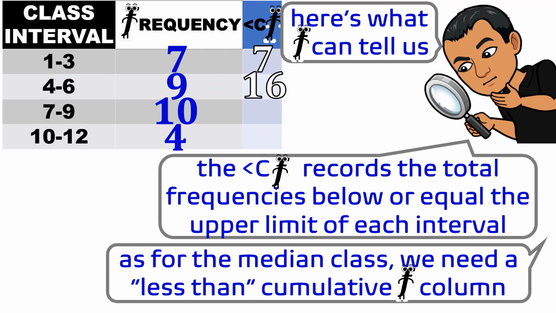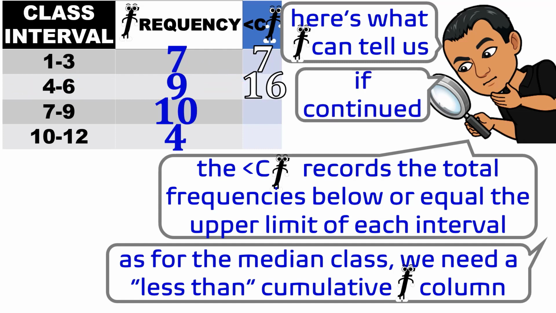Replicating the process, for this class interval, the less than cumulative frequency includes 10, 9, and 7, a total of 26. And as for the last class interval, we are looking at the number of frequency less than or equal to 12. It includes 4, 10, 9, and then 7, a total of 30 for this class interval.